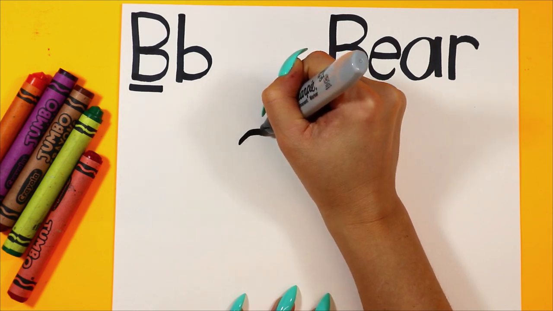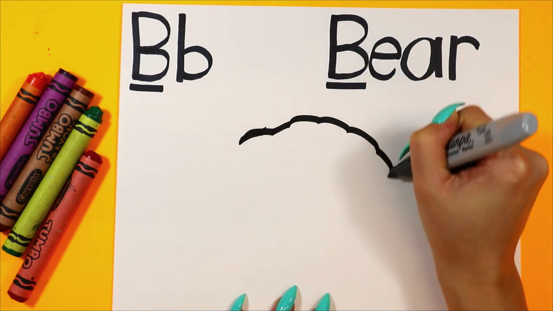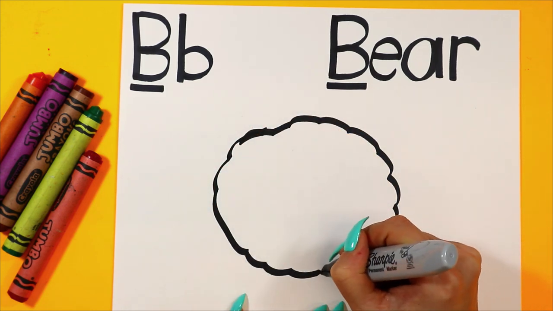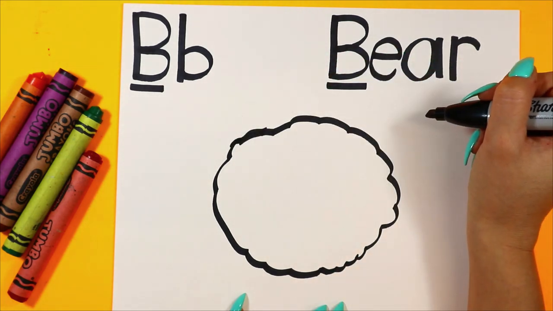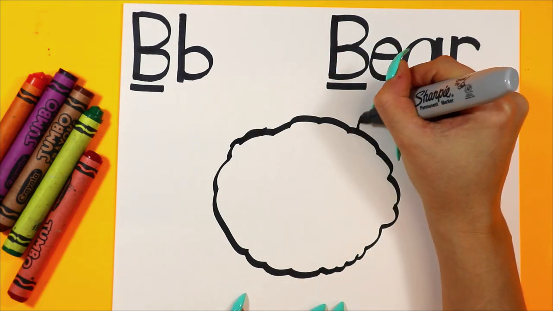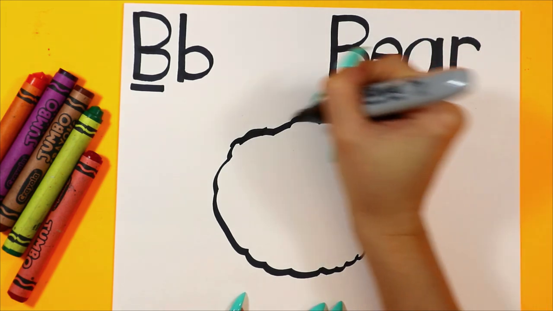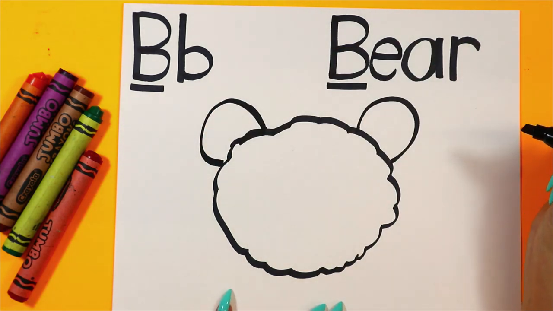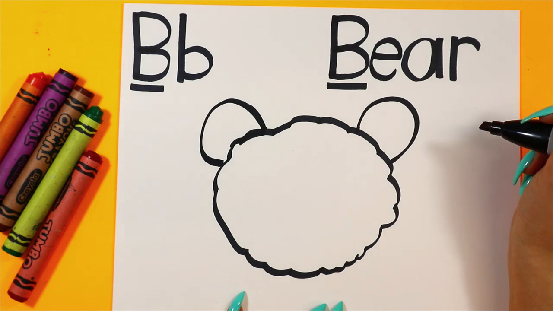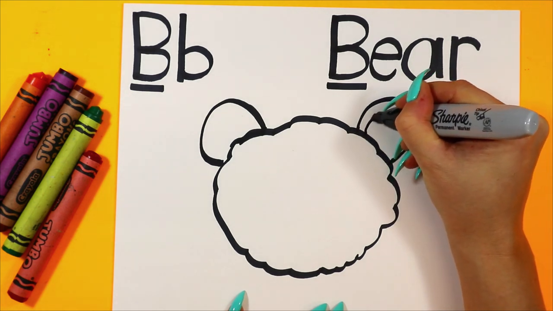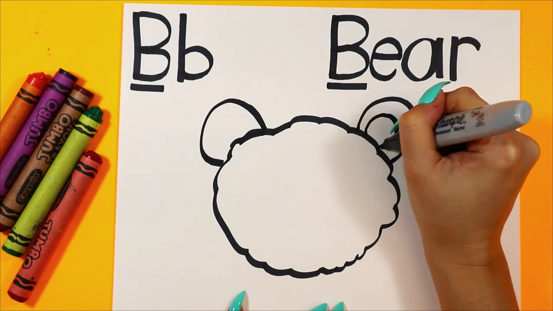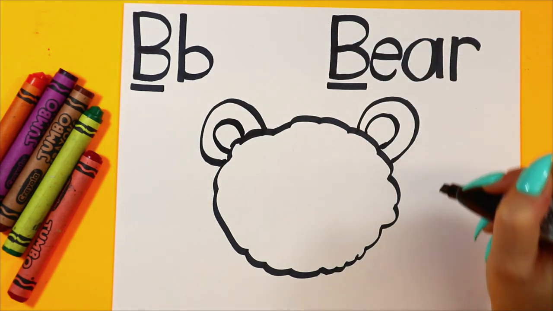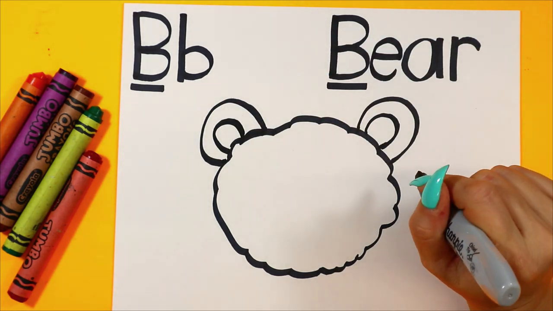Let's begin with a big, curvy, fluffy circle. On each side, let's draw a big curving line to make two ears on our bear. Let's draw two more little curves, one in each ear, so our bear can listen to all the noises in the forest.